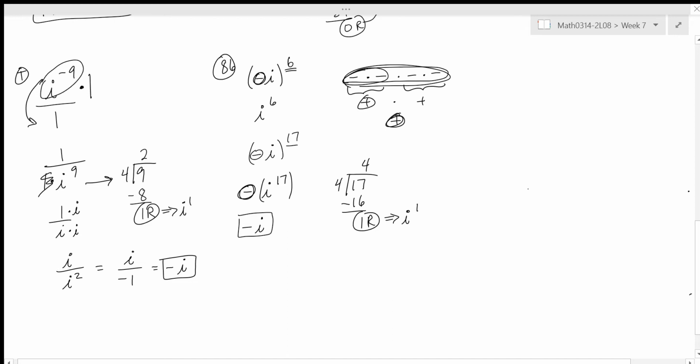Anybody else want to play the what if game? Well, what about 87 or 88? Because it has the number in front of the i. Which one do you want to do? Which one's easier? I don't know. Let's look at 87. We'll look at 87: 5i to the 4th.